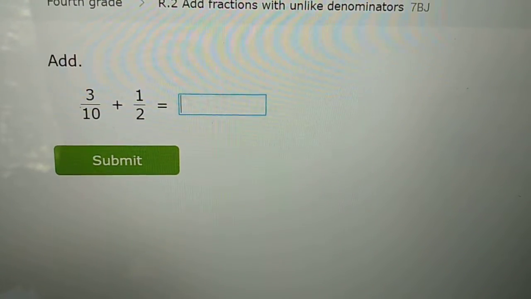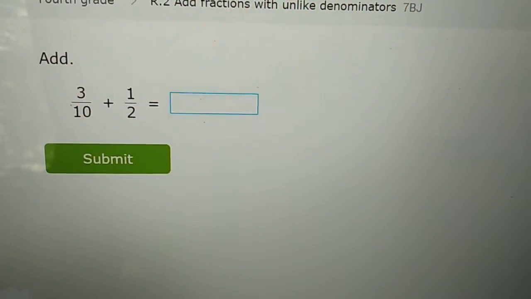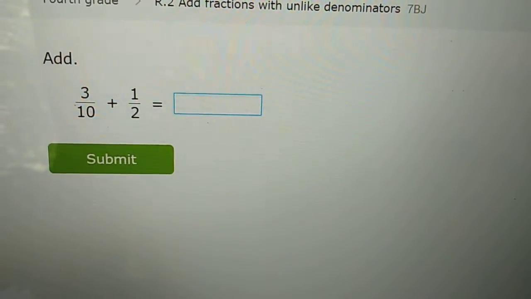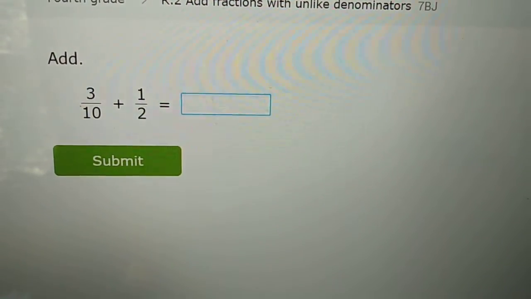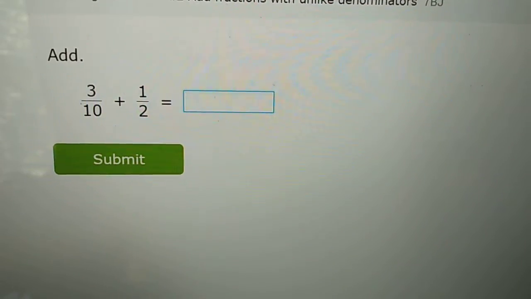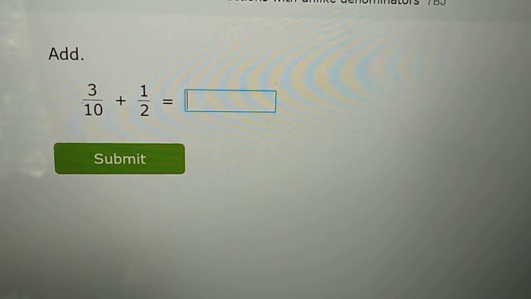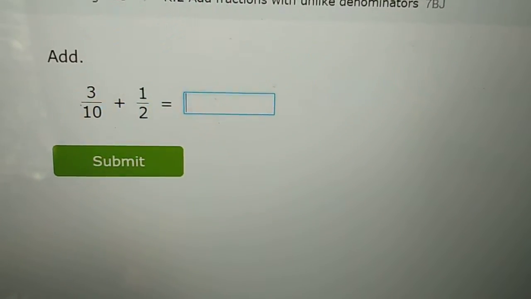Okay, so what we're going to do is add fractions with unlike denominators. That means the bottom numbers are different, right? Okay. So we're going to add 3/10 plus 1/2. All right? Okay, so you have already written it down.